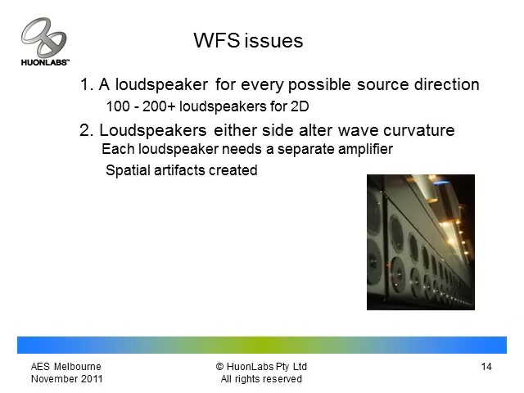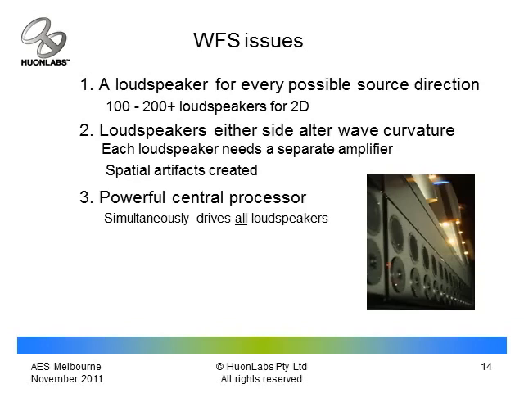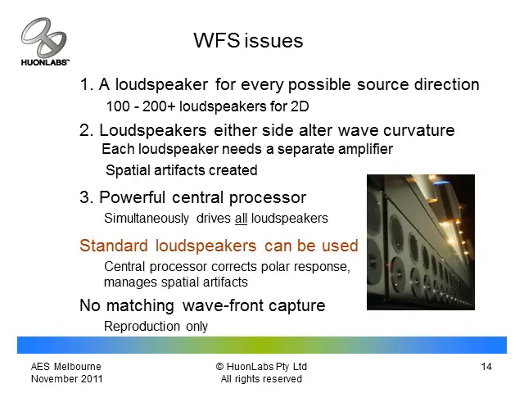Because the arrays aren't infinitely closely spaced and infinite in extent, you do have issues with artifacts and truncation in the implementation, and you've got to do some extra work to control that. You need a pretty grunty central DSP because it's got to simultaneously handle full bandwidth, 192 kilo samples per second times 200 channels. And that's a pretty meaty sort of processor. But the big advantage is that you can use standard loudspeakers because you can correct for the way the loudspeakers are behaving inside the digital processing you're doing. There is no logical or obvious matching capture approach to that. I can't imagine surrounding a sound source with 250 microphones and having a capture facility and a DSP, but maybe they've done it, I don't know.